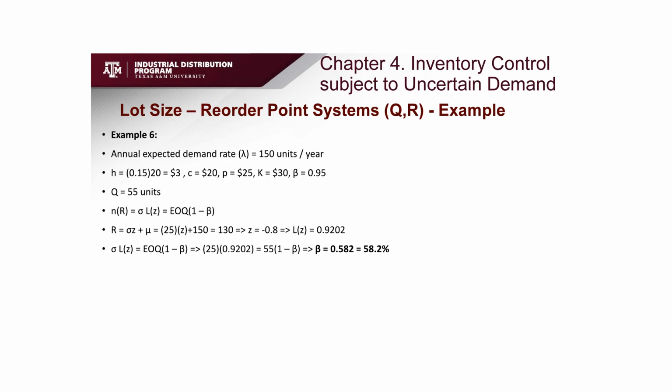Way below 95. Dropping R by 40 units cut the fill rate almost in half. That's how sensitive service is to the reorder point. All right, that's type 1 and type 2 service in Q, R systems. Thanks and gig 'em.